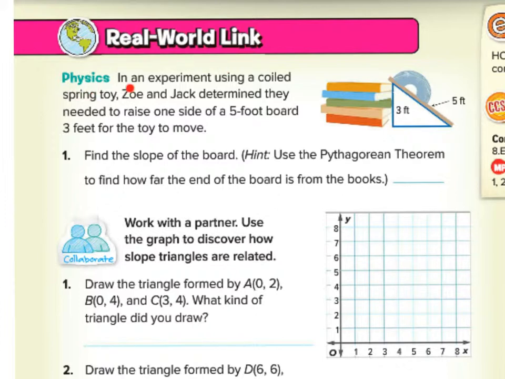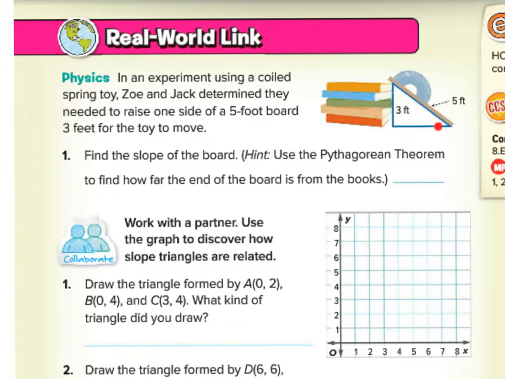Physics. In an experiment using a coiled spring toy, Zoe and Jack determined they needed to raise one side of a 5-foot board 3 feet for the toy to move. So they have a 5-foot board and they must raise it 3 feet so that the coil can move. And you see it here. Here's your 5-foot board and they have to raise it 3 feet.